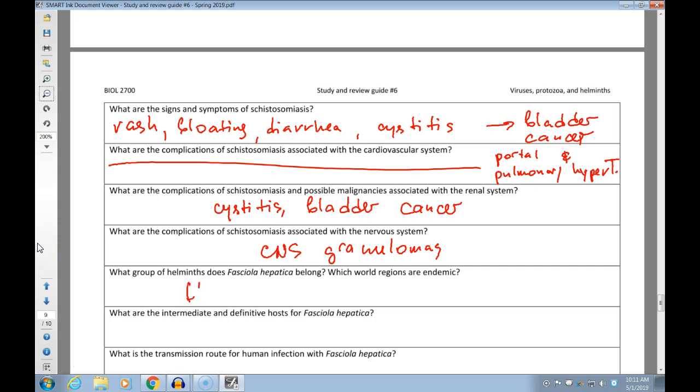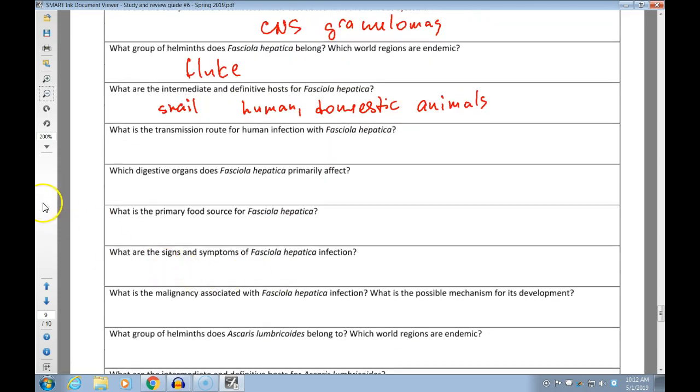Fasciola hepatica, a fluke or trematode. World regions: almost the entire world is endemic. Intermediate host, snail. Definitive host, human or domestic animals. Transmission route: consumption of contaminated greens.